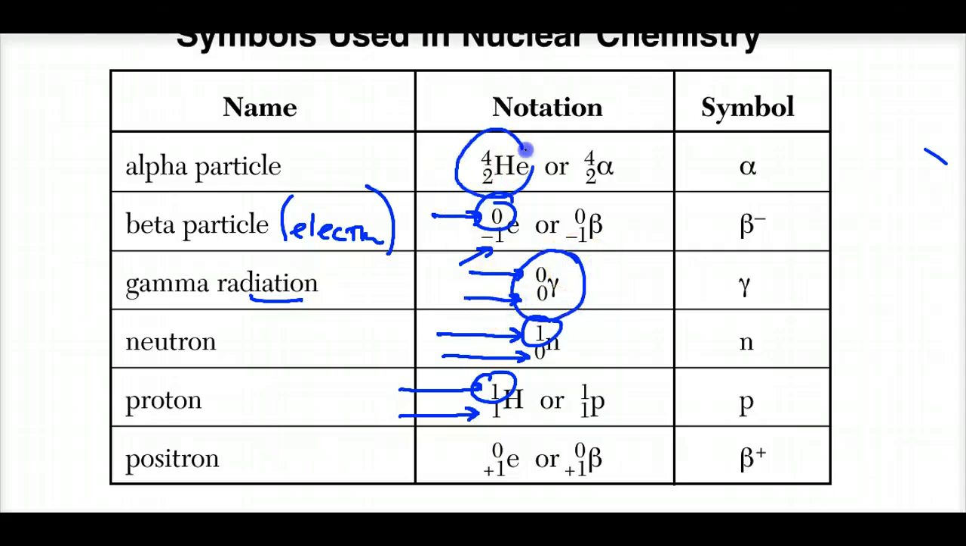Alpha particles have a mass of 4, big and heavy, and a charge of +2. These have the least penetrating power because they're so heavy. Okay, and a positron is nothing more than a positive electron. It's that antimatter. Again, if you need to know the specifics of what's going on, Table O is your friend.